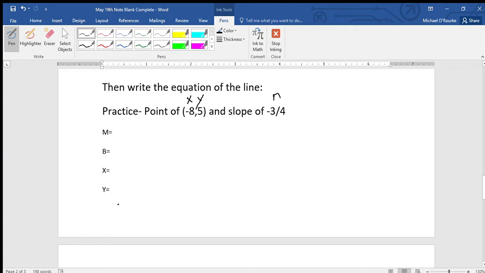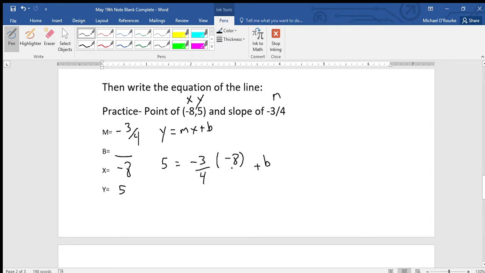So if we write everything in here now, this is going to be 3 over 4. X is -8, and y is 5. And here's what we're finding. So let's go through and fill in our blanks. Okay, so this is 5. Our slope is -3 over 4. That's going to be multiplied by our x, which is -8 plus b. Okay, so there's a couple ways to work this here.